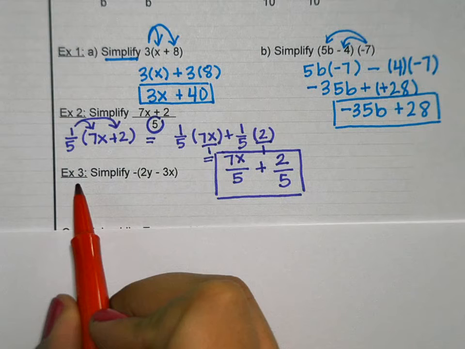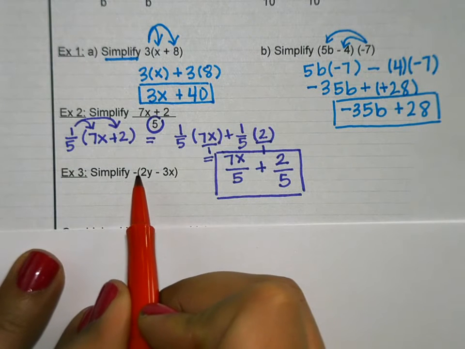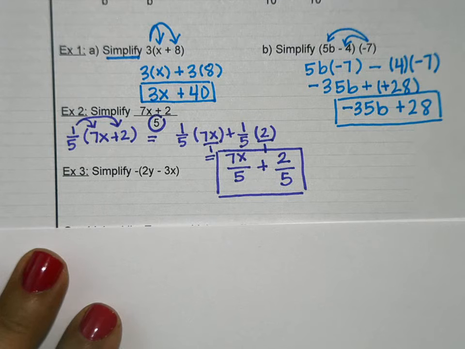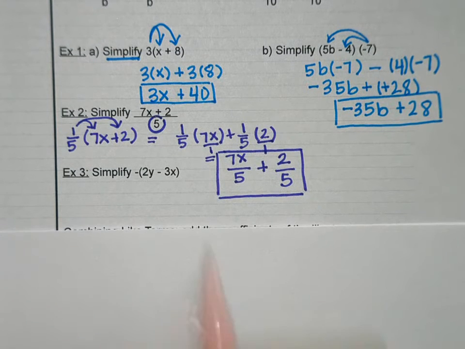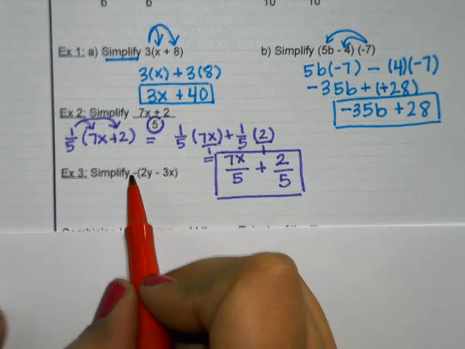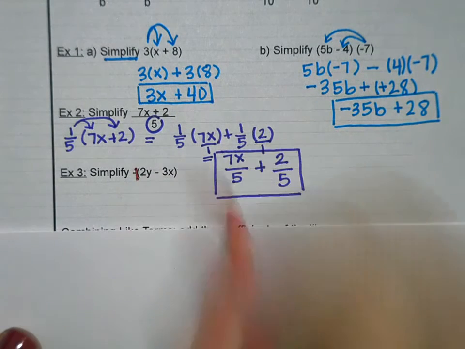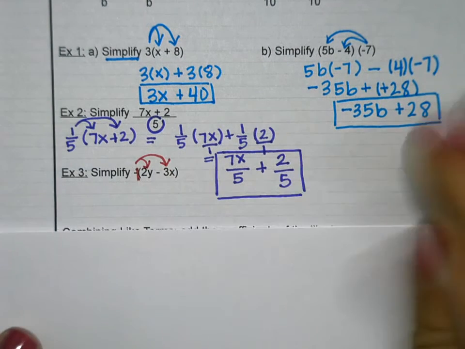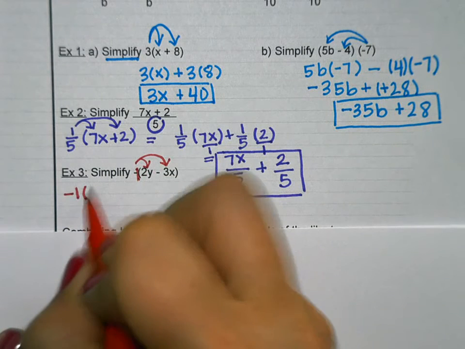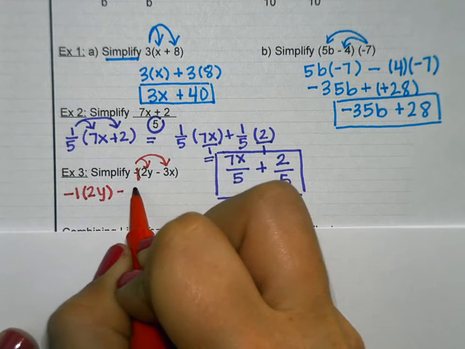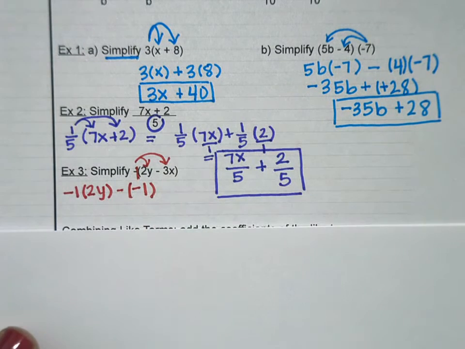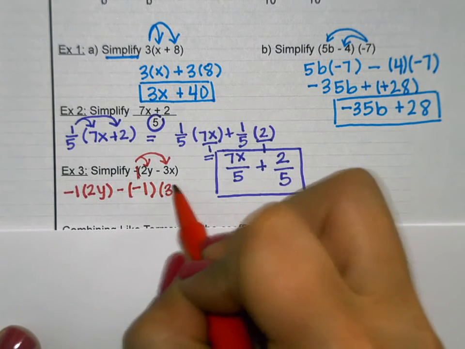So example 3 says to simplify negative (2y minus 3x). So the negative is on the outside of the parentheses. When we have a negative on the outside of the parentheses, that's the same thing as saying negative 1 times 2y minus 3x. So I'm actually going to distribute the negative 1. So this becomes negative 1 times 2y minus negative 1. And I don't like a negative and a negative next to each other, so I'm going to put the negative 1 in parentheses times 3x.